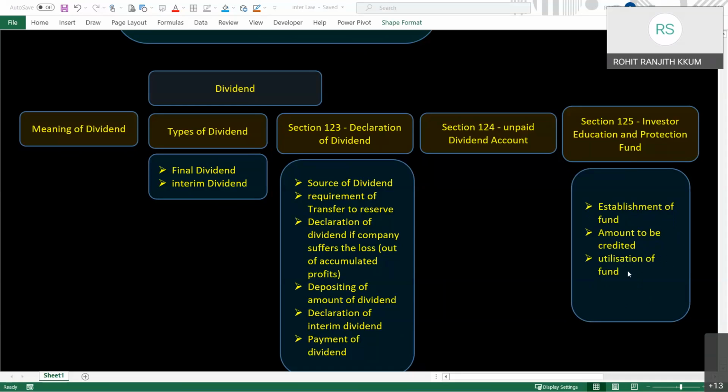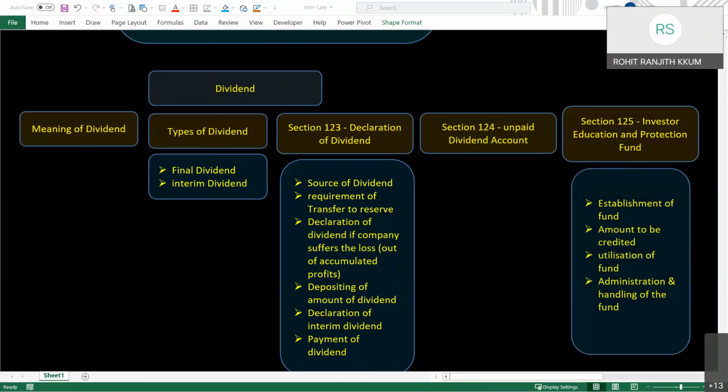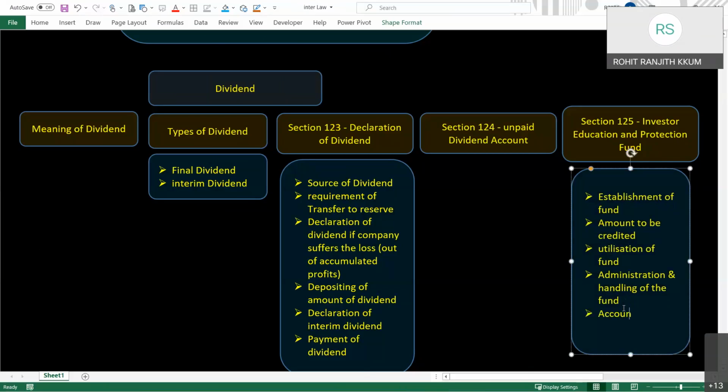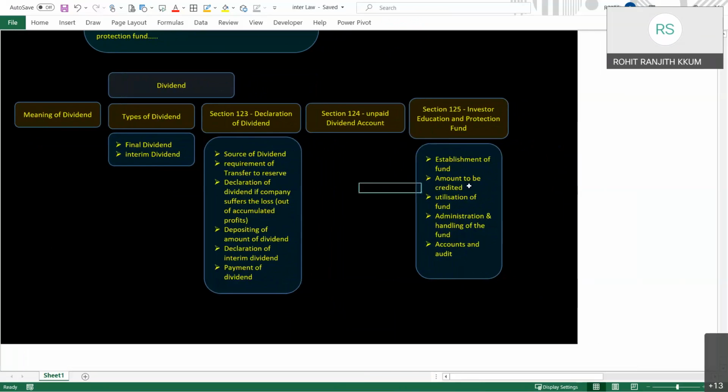After that, administration and handling. After that, accounts and audit of the fund. Accounts and audit of the fund. That is Section 125.